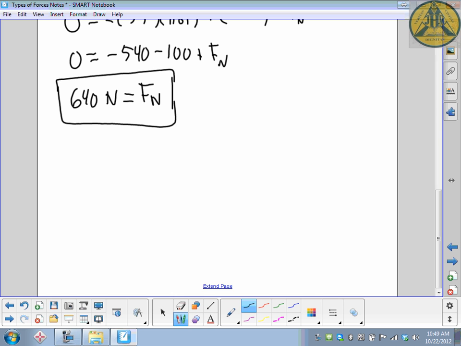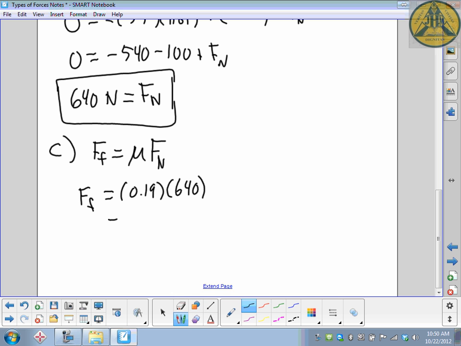C asks us to find the force of friction. So force of friction is going to be the coefficient of friction times the normal force. We could also consider all the forces acting horizontally, but we don't know what the net force is yet, or we may not be able to calculate that till later on. So force of friction is mu 0.19, normal force is 640. Force of friction comes out to be a magnitude of 122 newtons. You've got to remember that that is always going to act opposite the direction of motion.